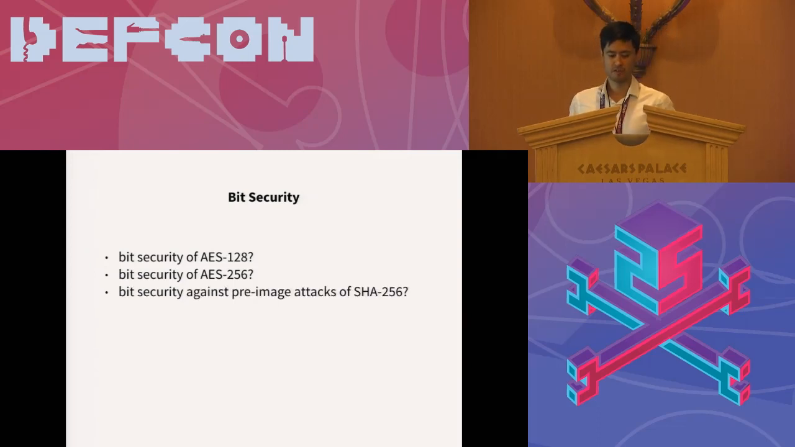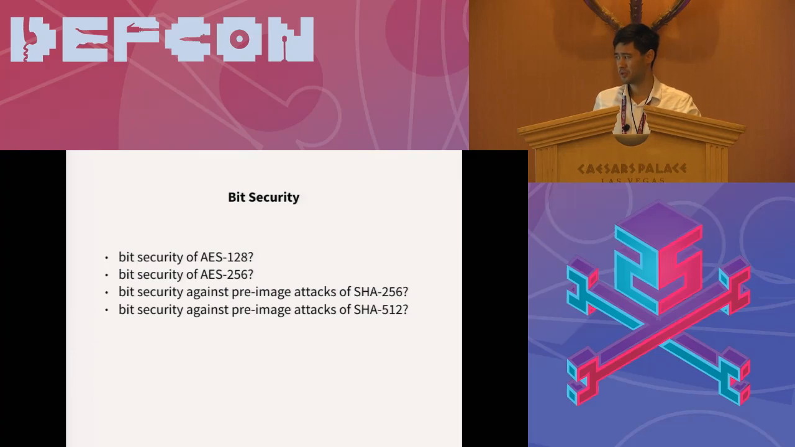Now, what about SHA-256? If we look at the bit security of SHA-256 against pre-image attacks, not collision attacks, right? We're not trying to find a collision, but rather we see the hash of something. So you can imagine a dump of hashed passwords. Maybe they hashed the password with MD5 or something like that, and you're trying to find the original passwords out of the hashes. So that's a pre-image attack. The security for this kind of attack for SHA-256 is actually 256 bits, which is already very large.